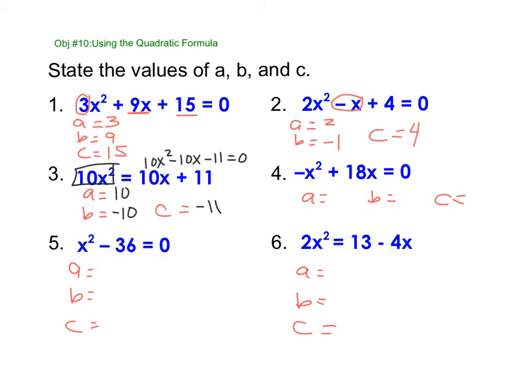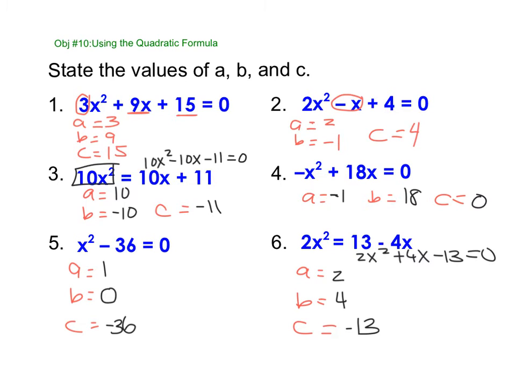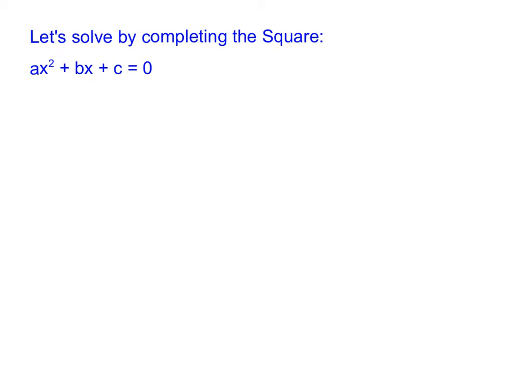Number 4, our coefficient for x squared is negative 1. The one with x is 18, and there's no c term, so it's 0. Similarly, 5, the coefficient of x squared is 1. This time there's no x term, so the b is 0, and your c is negative 36. And number 6, again, we have to rewrite it. So I'm going to rewrite it as 2x squared plus 4x minus 13 equals 0. If all your answers are opposite sign, it won't matter. And that's it.